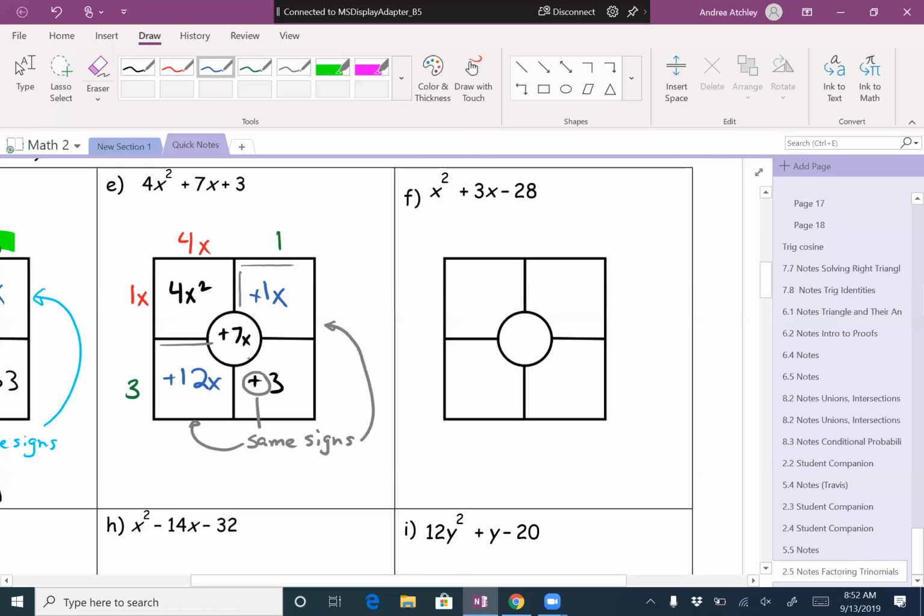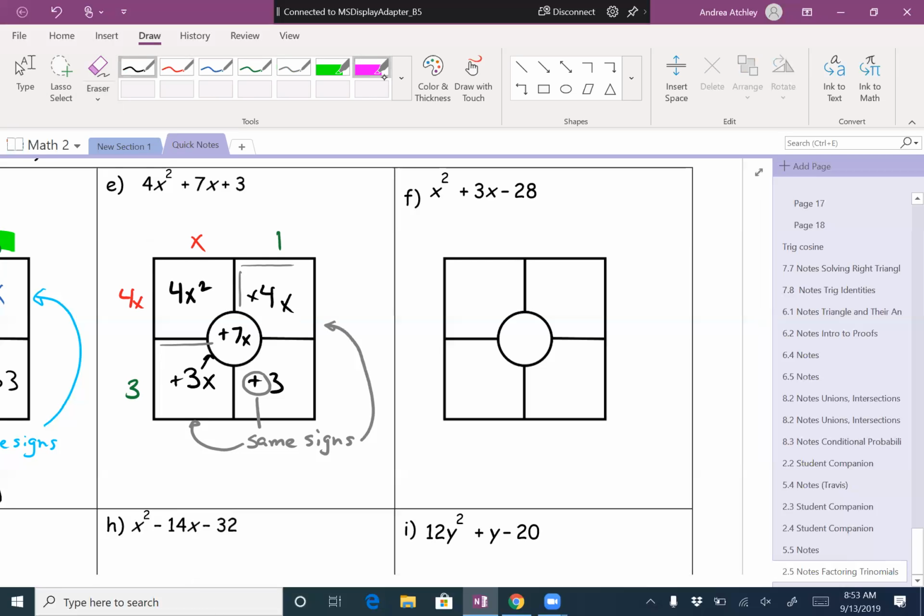Okay, good. This one didn't work, so let's switch. Let's put the 4x here and the 1x here. And try again. 1 times 4 is 4x. X times 3 is 3x. Now, they're both positive. Will that give me 7? Yay, I finally got it.